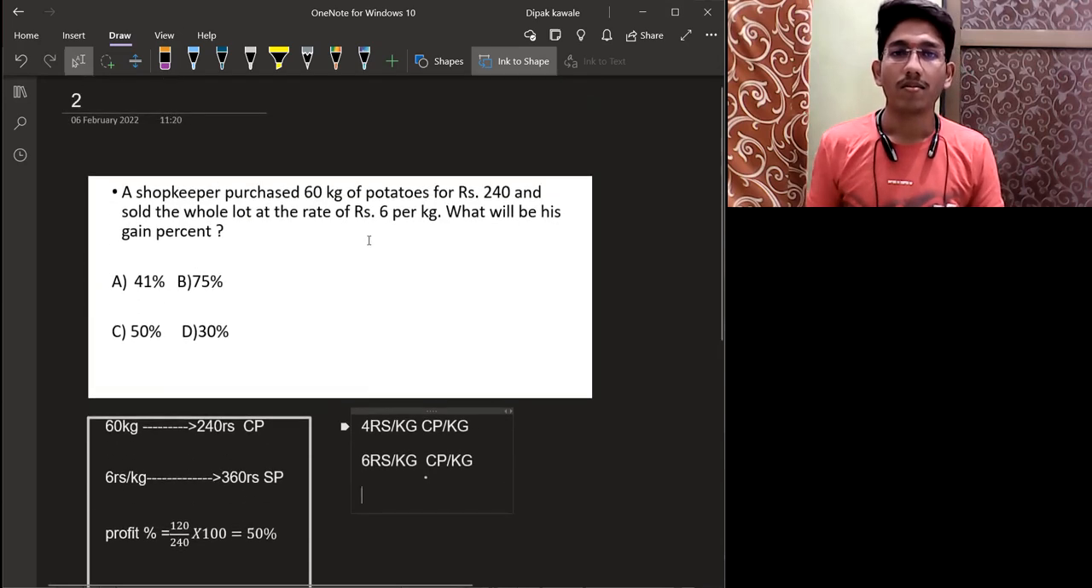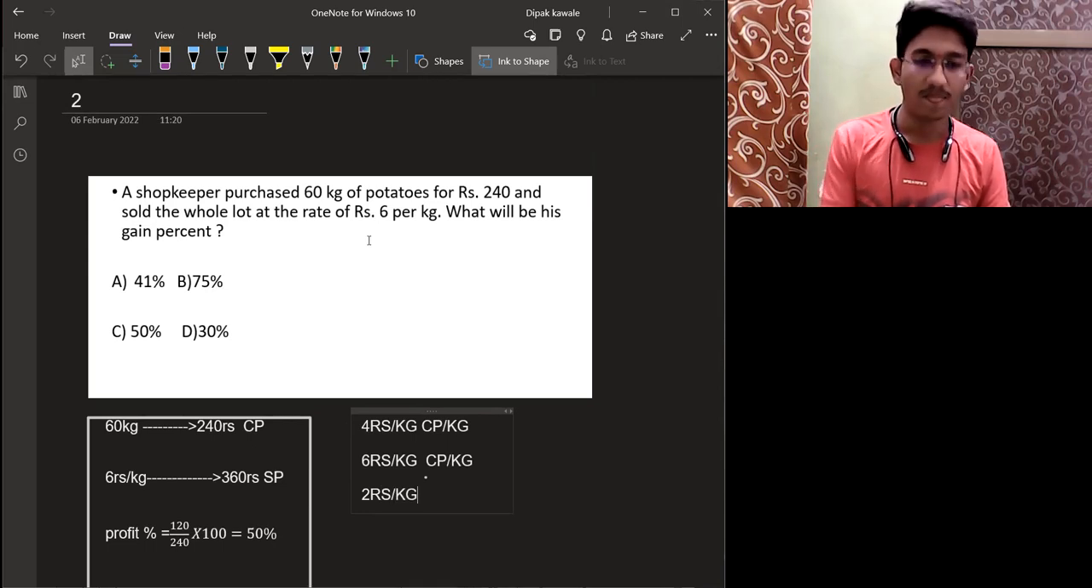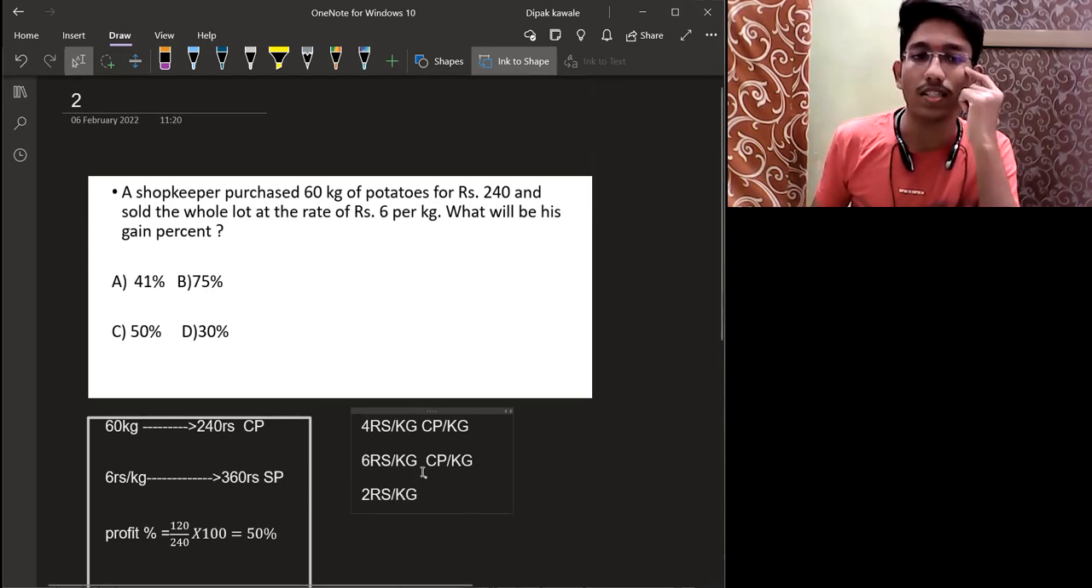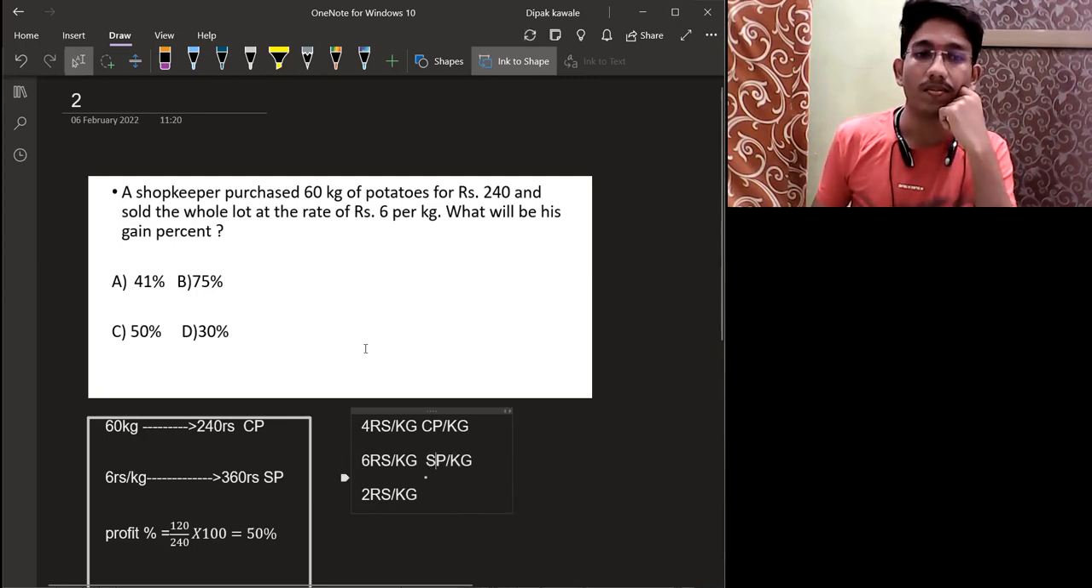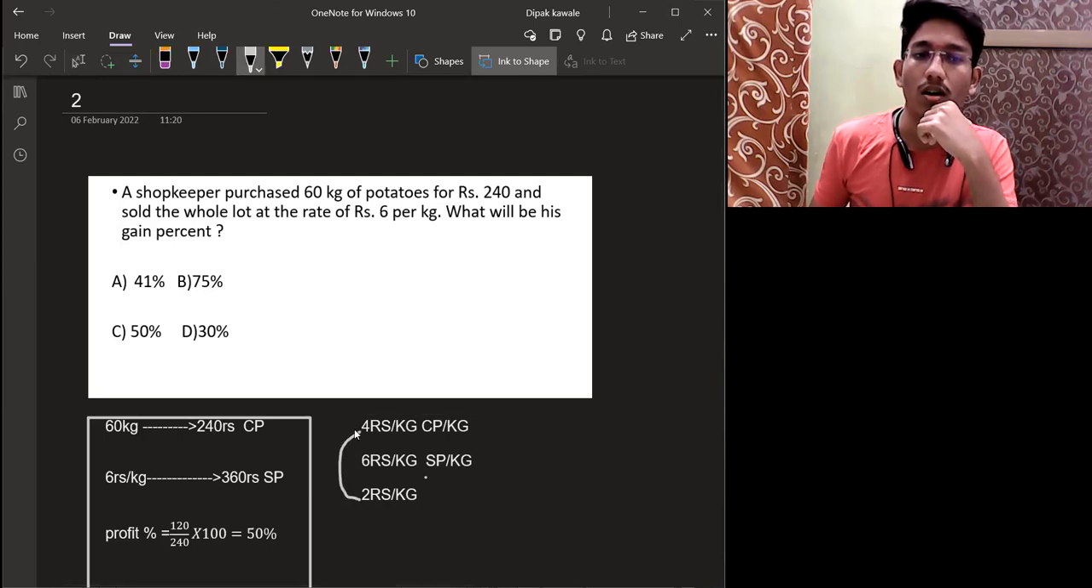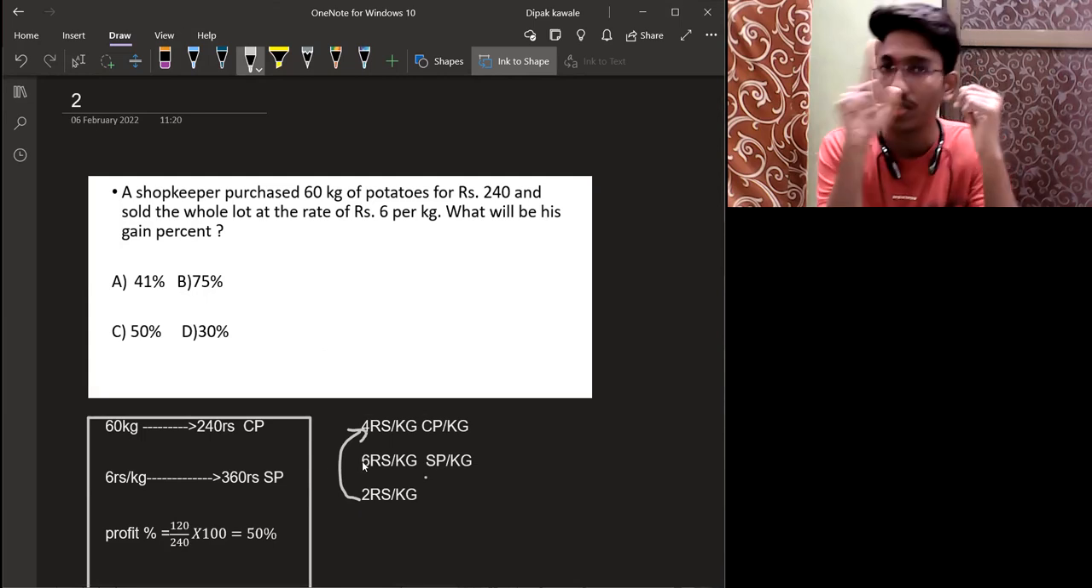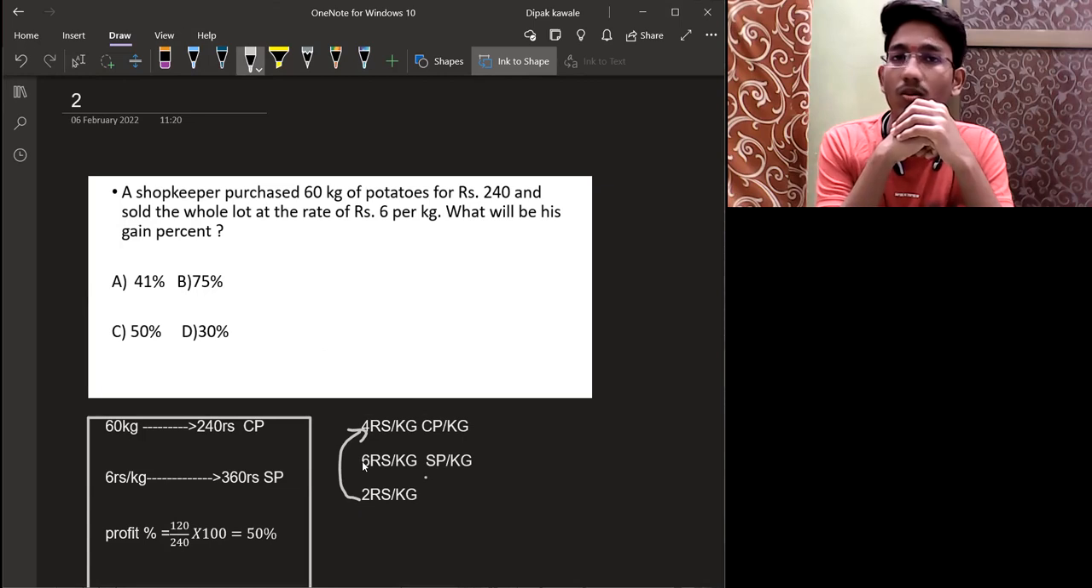That means my profit per kg is how much? 2 rupees per kg, 6 minus 4, selling price minus cost price. How much is this 2 in terms of 4 when we compare? So 2 by 4, which is 1 by 2. 1 by 2 multiplied by 100 is 50%. We got our answer. Easy, right?